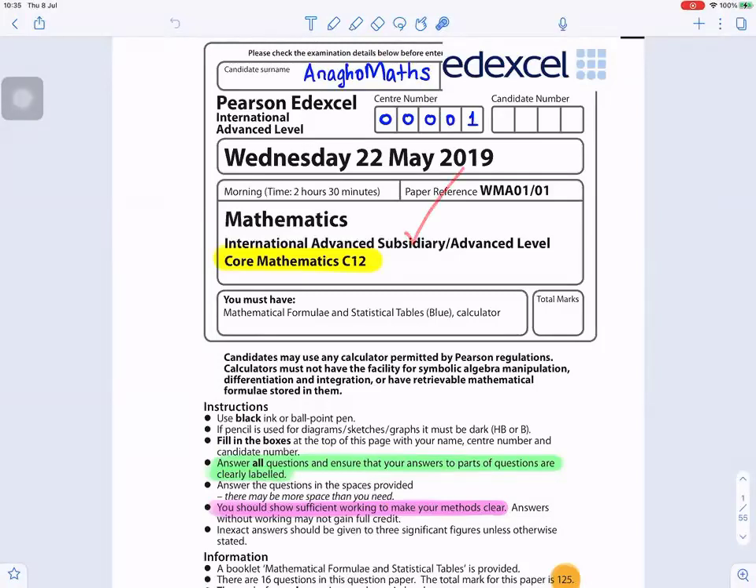International Advanced Subsidiary / Advanced Level, Core Mathematics C12, 2019 May. Answer all questions. The total mark for this paper is 125.